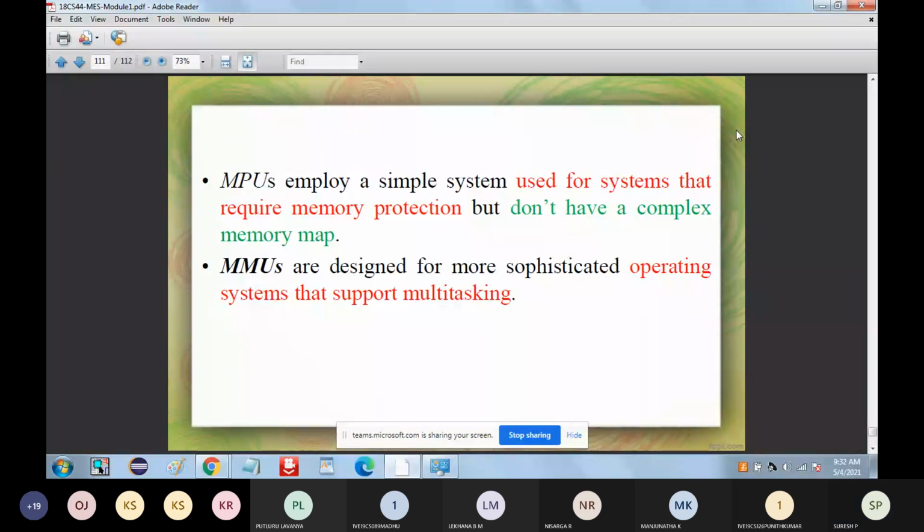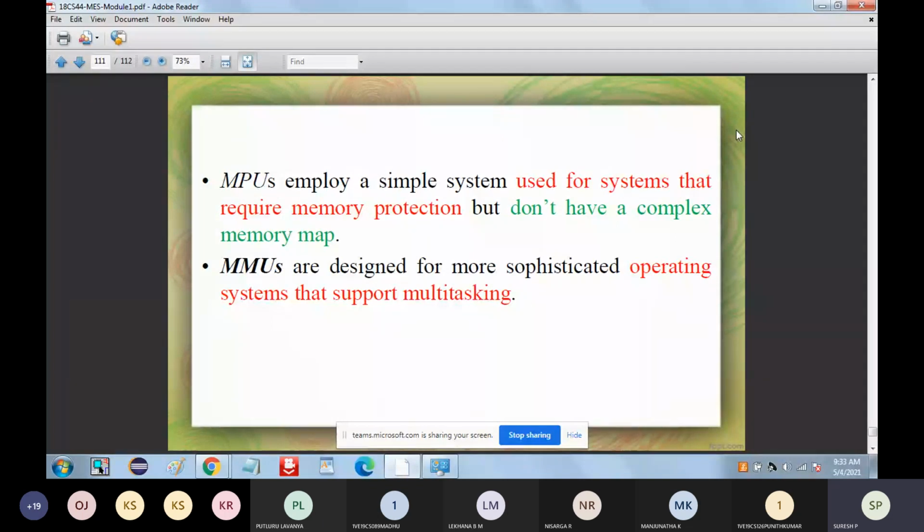it employs a simple system, used for systems that require memory protection but don't have a complex memory map. Complex memory map means what? More events are going to occur with respect to your embedded system. So more decisions have to take place, and different countermeasures have to be taken. So when you have an embedded system which is complex, you cannot use your memory protection unit, since the memory protection unit is going to have limited protection.